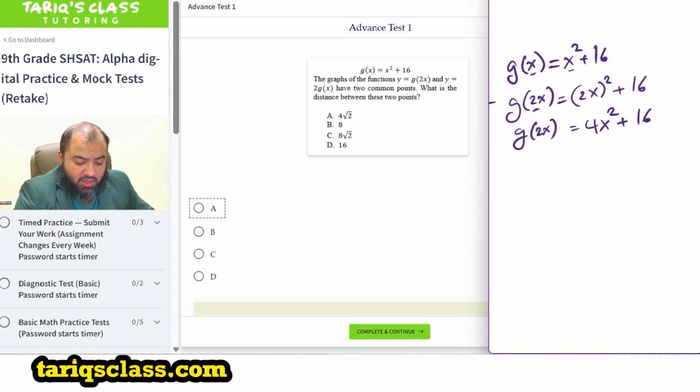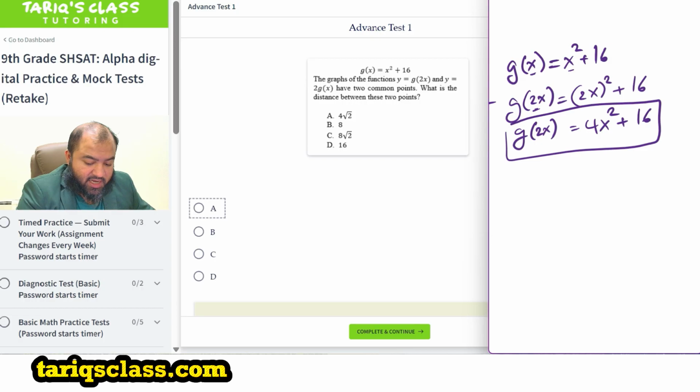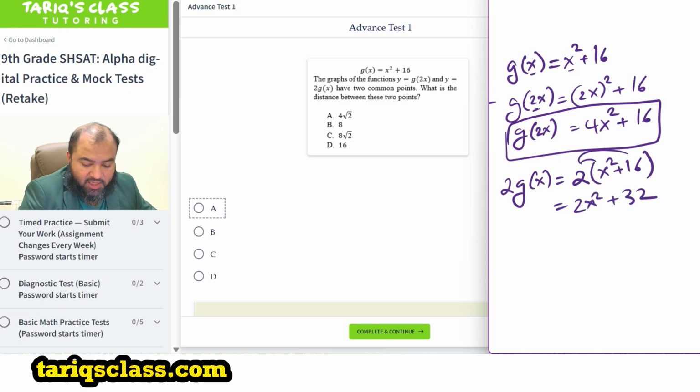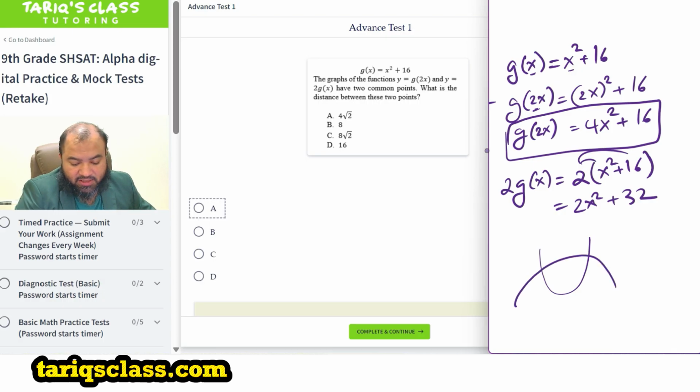Now it says y equal to 2 times g of x. Well, 2 times g of x will be like this. It means whatever g of x is, multiplied by 2. So it's 2x squared plus, if I distribute, 32. All right. Now they said they have 2 common points. Common point means at one point they will intersect, something like this or whatever it is. They're both upward. So 2 common points. So how does it work?